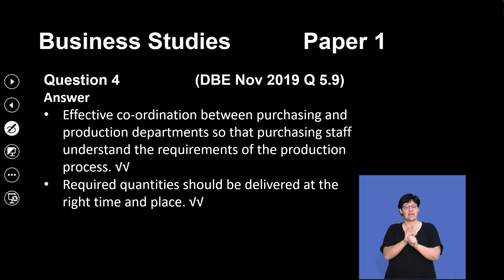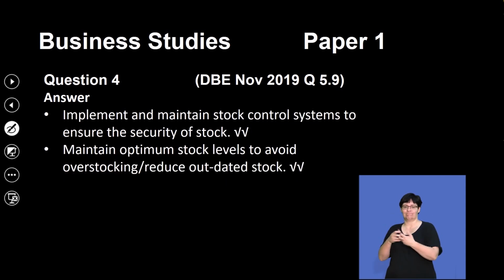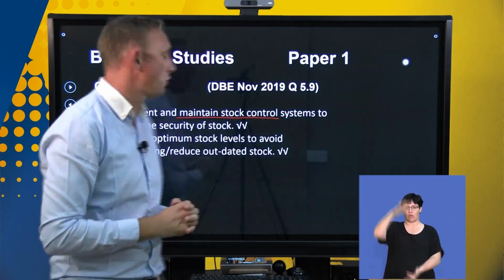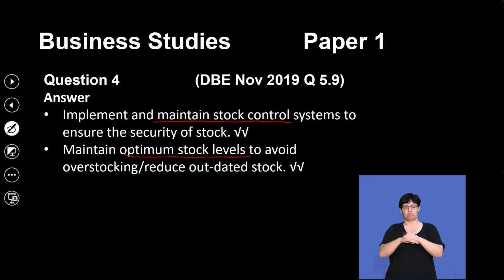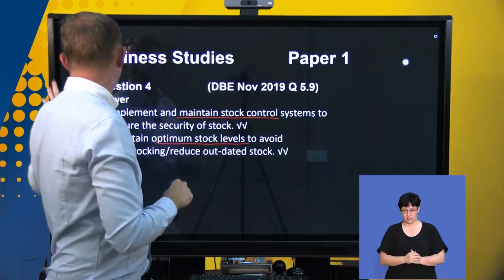Right. There must be effective coordination between the purchasing and production staff, so that the purchasing staff understand the requirements of the production process, and we should always make sure that the required quantity is delivered at the right time and at the right place. We must maintain effective stock control systems to make sure that we don't run out of stock or have too much stock, and maintain optimal stock levels to avoid overstocking, because we don't want to have to rent another warehouse to take in all of our stock.